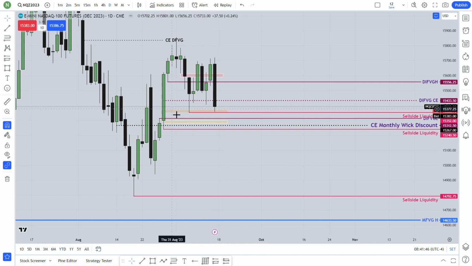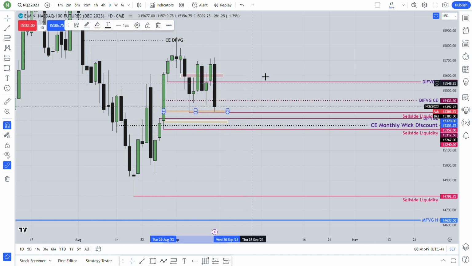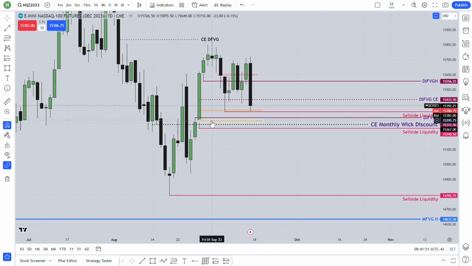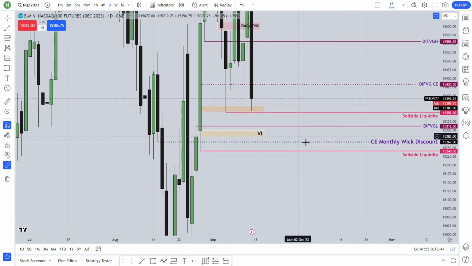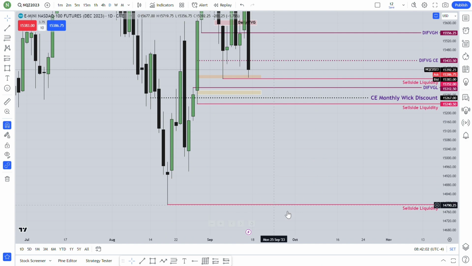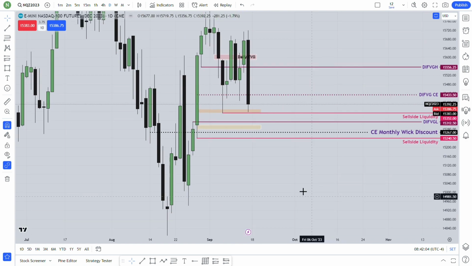I'll show you this level when I'm in the lower time frame. What is that level? And there is the volume balance. Okay, here is the volume balance. So I'm thinking that it will trade to this area this week, and if it has more energy, then it can go lower toward this sell side liquidity.